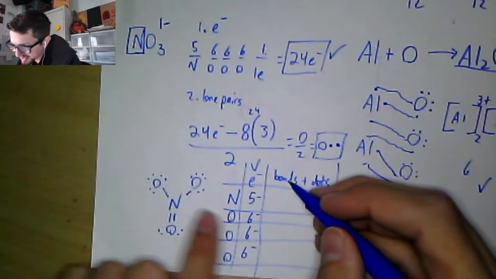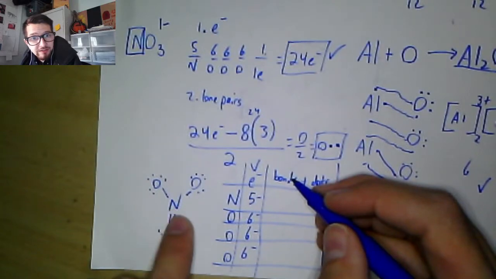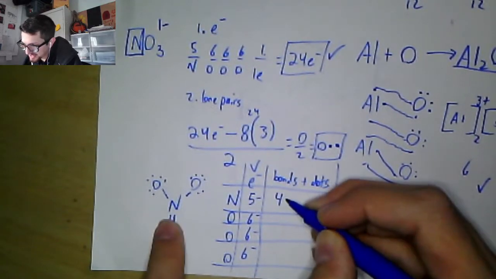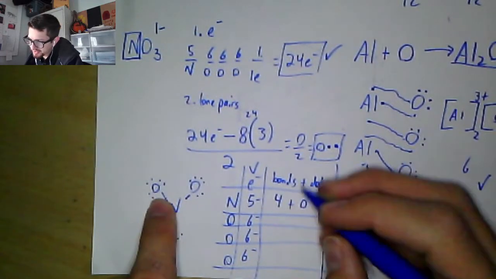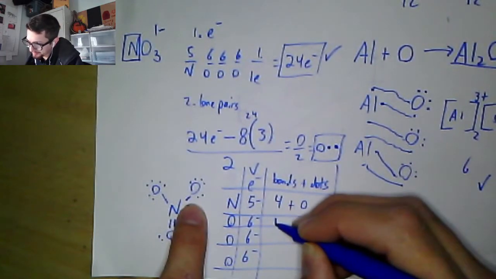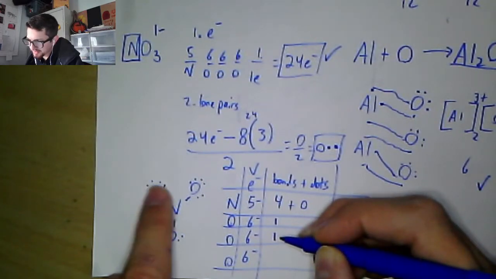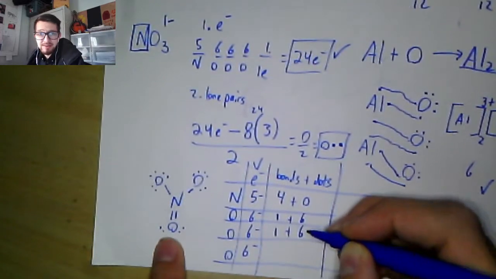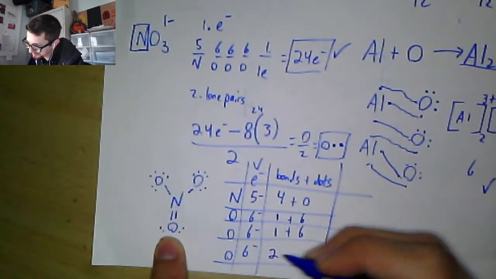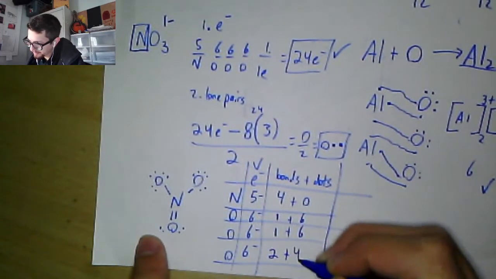So how many bonds does nitrogen have? 1, 2, 3, 4. How many dots are on nitrogen? 0. Let's do the top oxygens first. How many bonds? 1 and 1. How many dots? 1, 2, 3, 4, 5, 6, and 6. The bottom one. How many bonds? 2. How many dots? 1, 2, 3, 4.